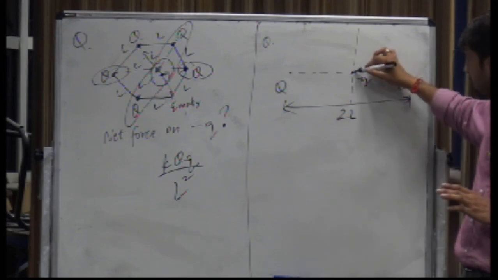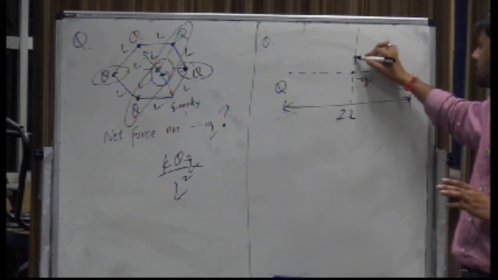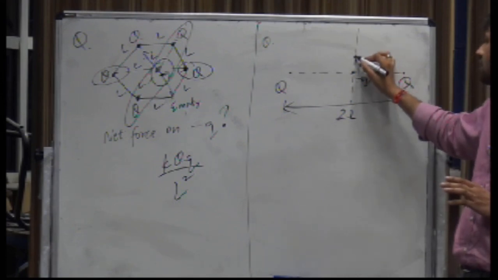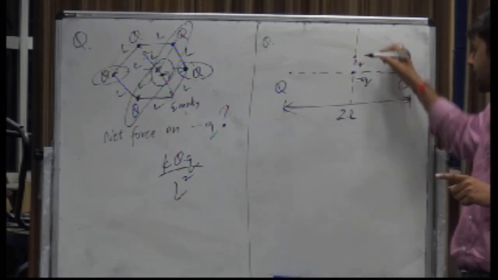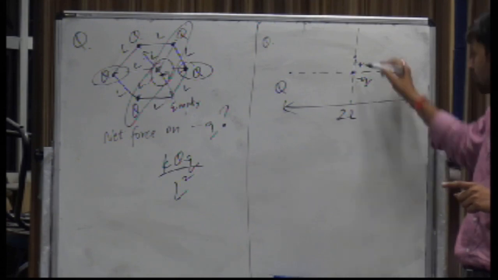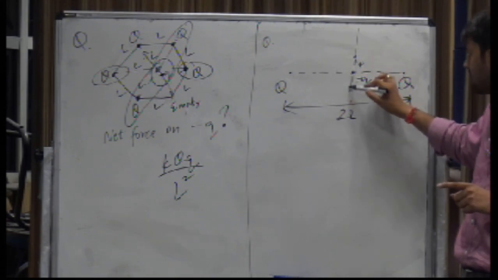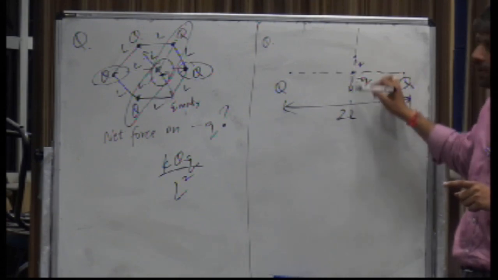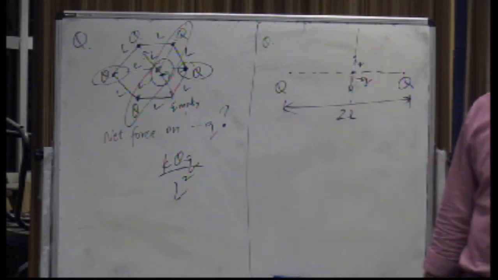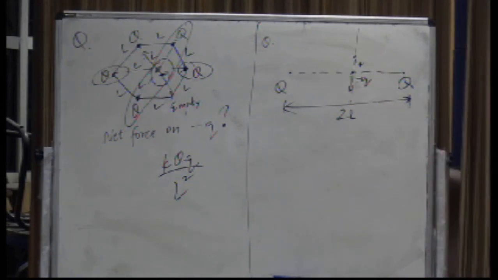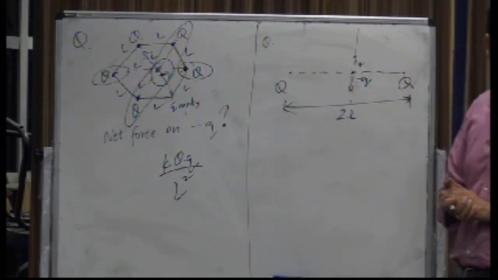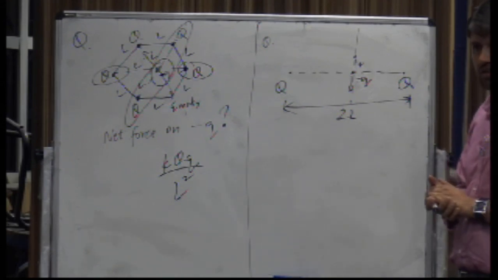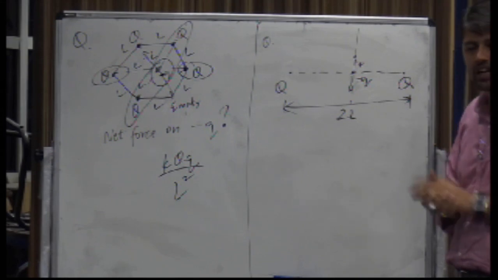Now it is displaced through some distance x. Because of the forces on it due to the two fixed charges, it would try to come back. So it would actually oscillate, up and down. My question is, how much would be the time period of those oscillations? That's a proper question actually.